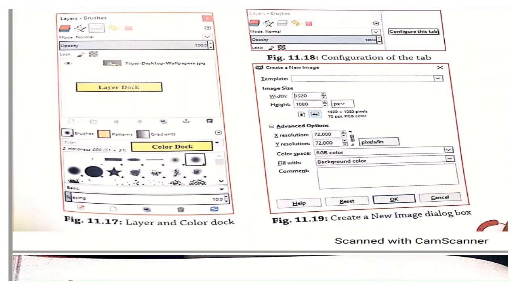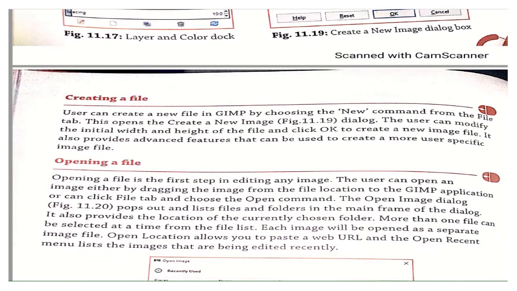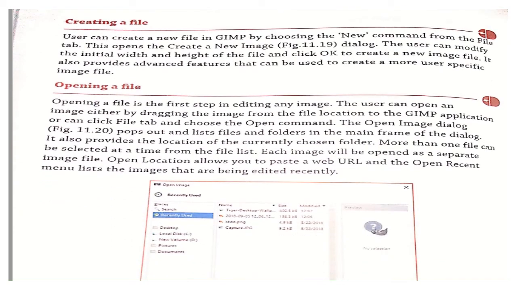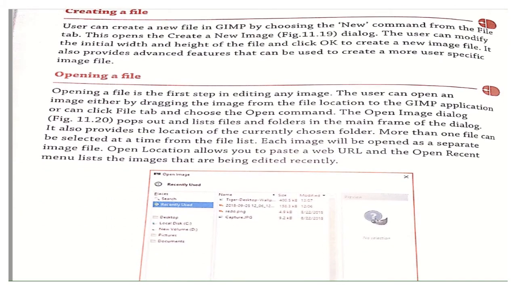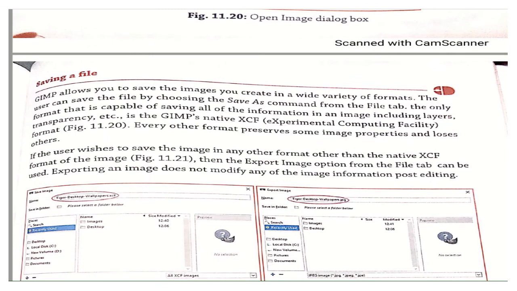Now, there are ways to create a file. The user can create a new file in GIMP by choosing the new command from the file tab. Now how to open it? Opening a file is the first step in editing any image. The user can open an image either by dragging the image from the file location to GIMP, or they need to click on file and then choose the open command. A pop-up window opens. You need to choose the folder and then select the particular file which you want to open.